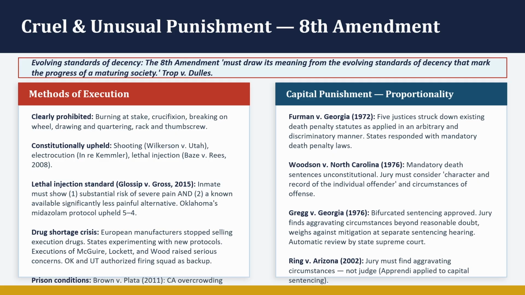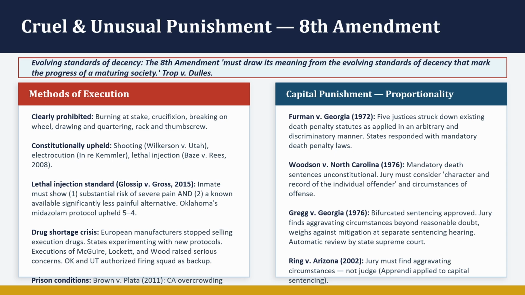In Baze v. Rees in 2008, the Supreme Court upheld Kentucky's 3-drug protocol. In Glossip v. Gross in 2015, the court established the test for challenges to execution methods. The inmate must demonstrate both a substantial risk of severe pain and that there is a known, available, significantly less painful alternative. Oklahoma's use of midazolam as the first drug was upheld 5-4.